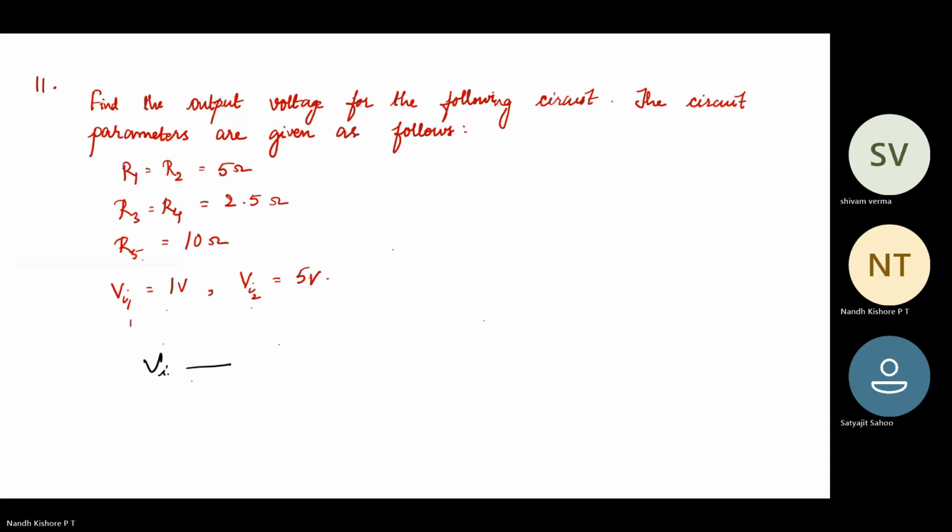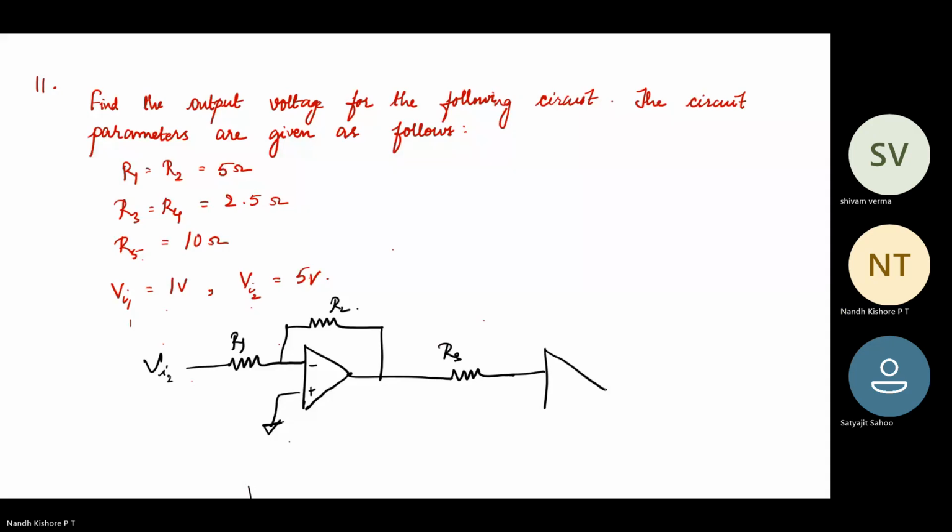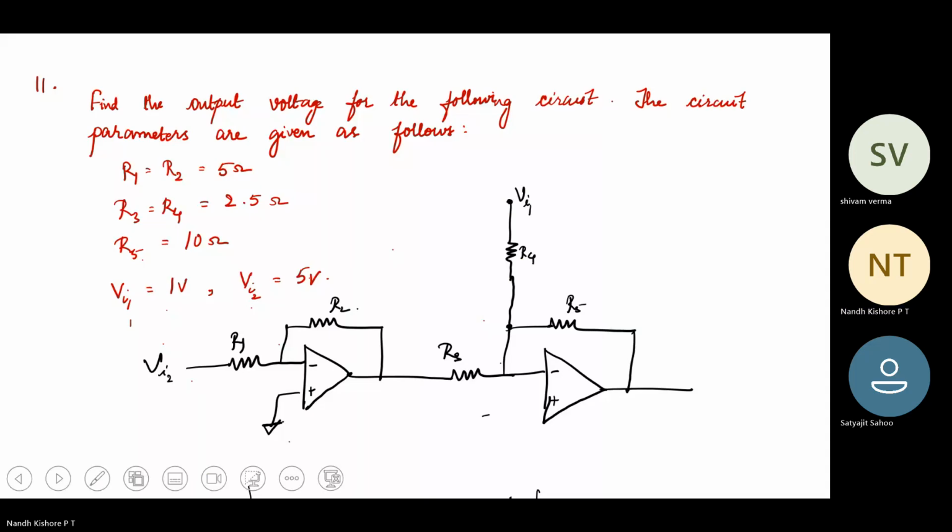So you have Vi2, then R1, you have the R2 over here, and you have R3, R5, and this is Vi1. And this is your V0.